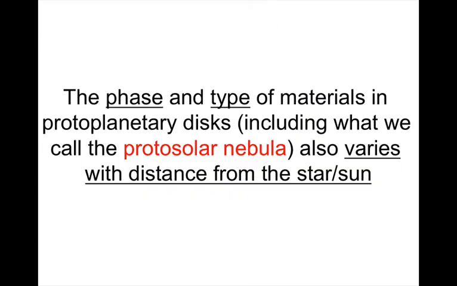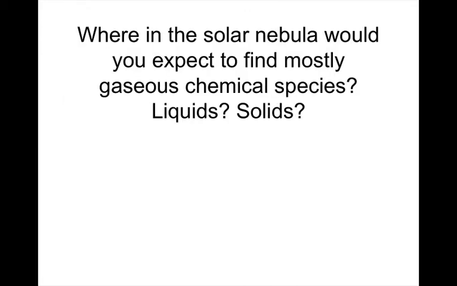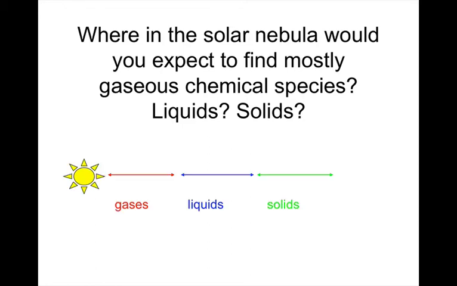So another prediction of this theory of planet formation is that the types of materials that we find and their phase, meaning solid, liquid, or gas, should vary with distance from their protostar. So you could ask, where would you expect in the nebula surrounding our sun, the solar nebula or protosolar nebula, that you would have found things that were gases or liquids or solids? What does that depend on?